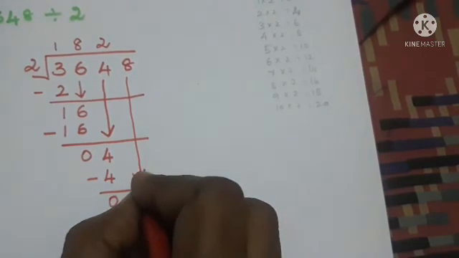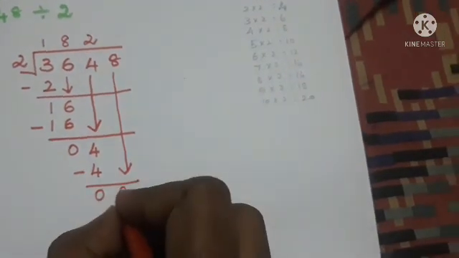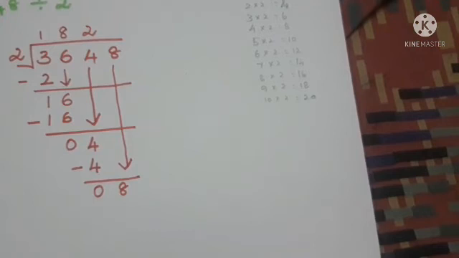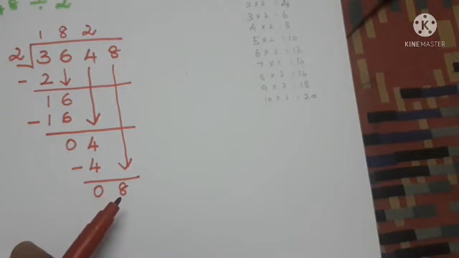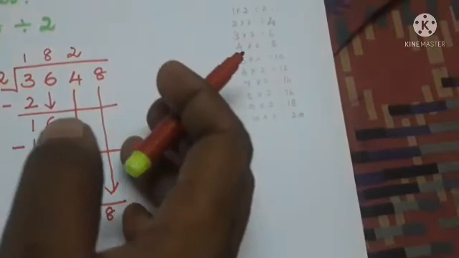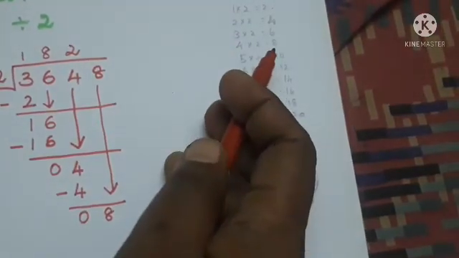Next we have to bring the ones place value down. In the ones place we have 8. So that 8 we want to write down. Then we have to check how many 2's are there in the 8. Otherwise we can say 2 goes 4 times in 8, isn't it? See the table where we have 8.